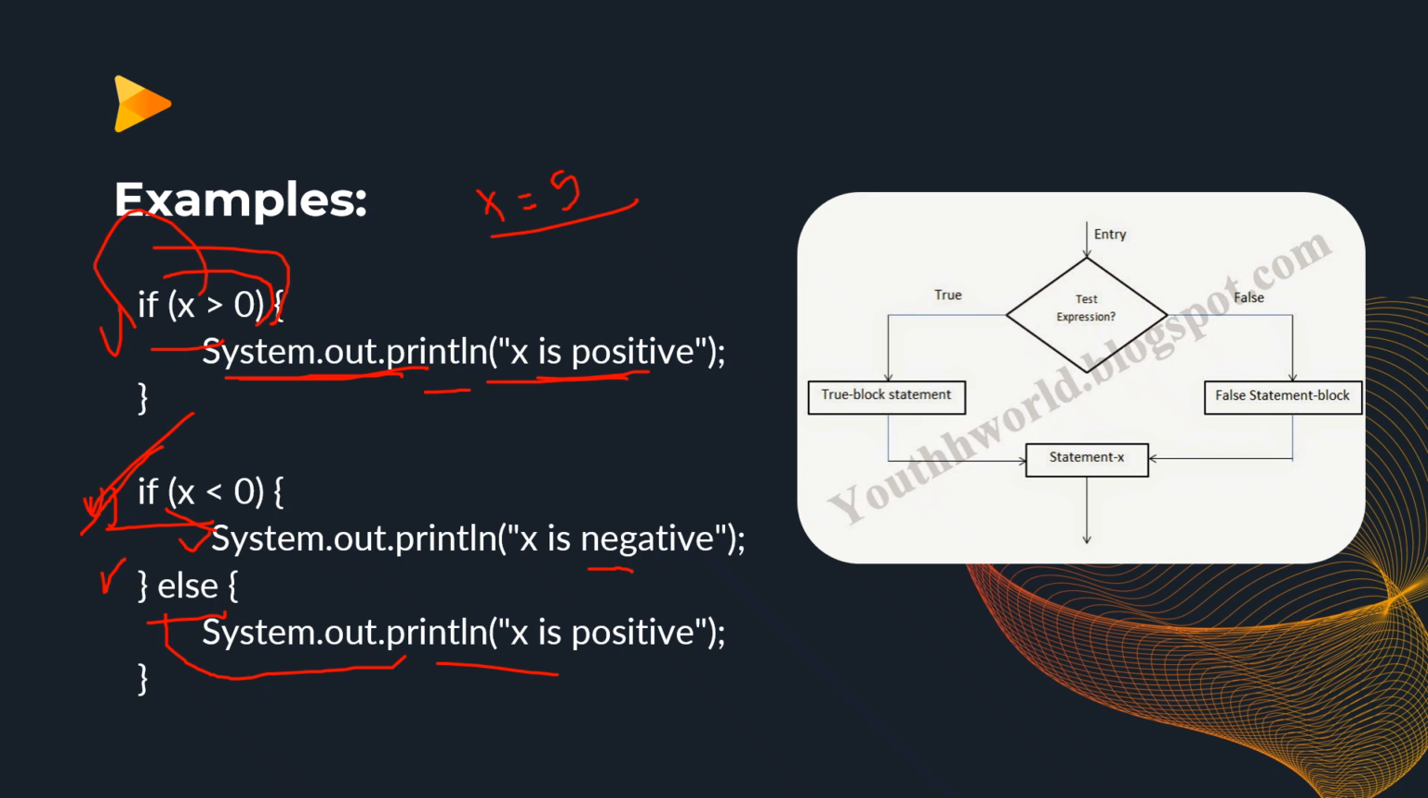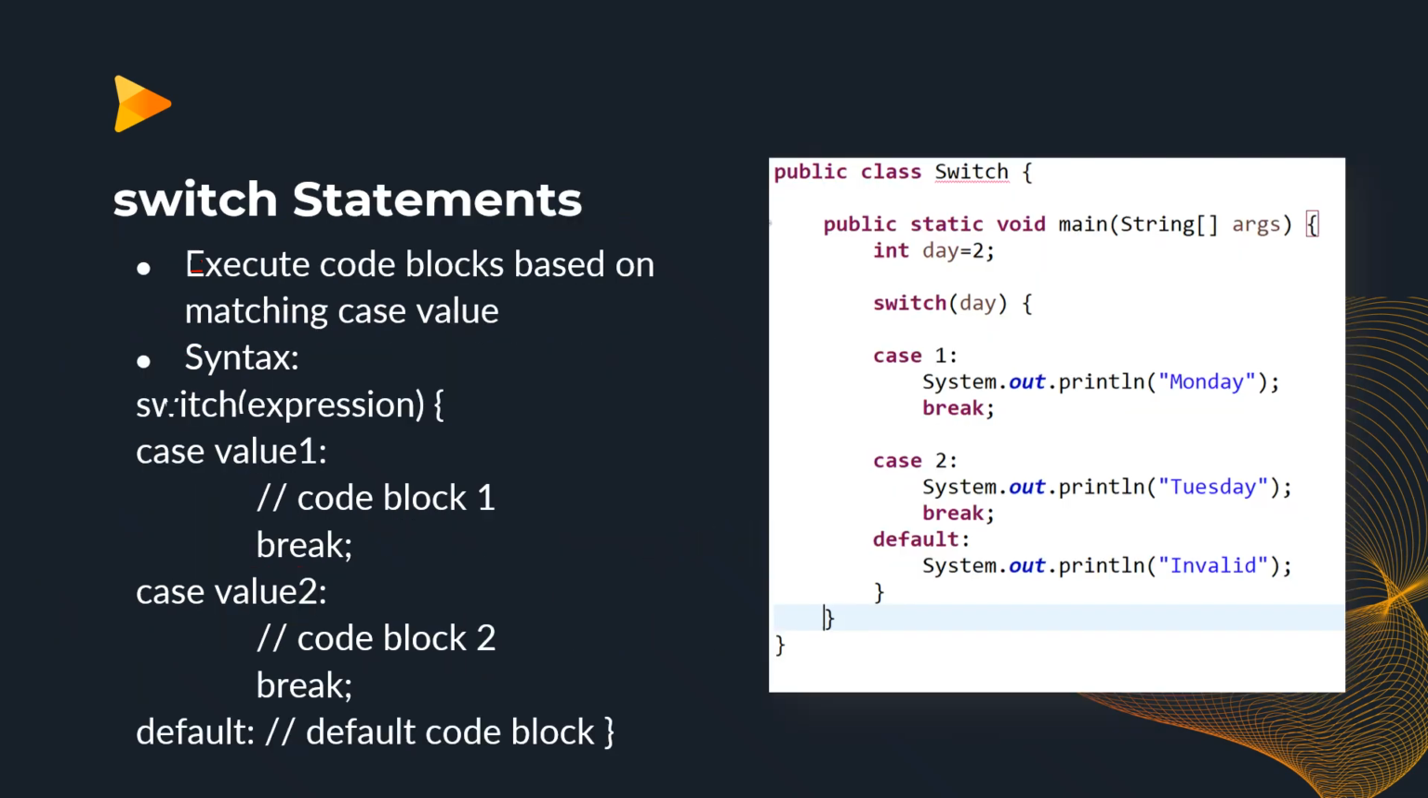So this is one program and this is another program. We have two examples: this is example number one, and this is example number two. In the first example we have only used an if statement, and in the second example we have used if and also an else statement. If the condition is true, it will execute this code, and if it is false, it will execute the else block of code. Now we are done with if else.